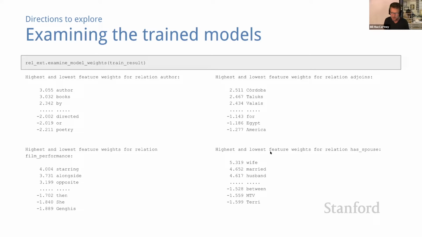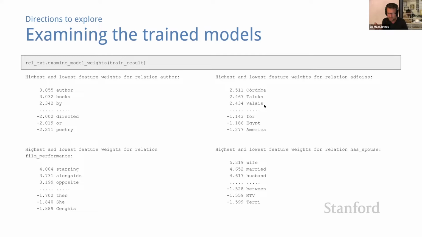For has spouse, we have wife, married, and husband. I think this makes perfect sense. The one that's a bit surprising is adjoins. So for adjoins, we have Cordoba, Talux, and Valais. It's odd to see specific place names here. They certainly don't seem to express the adjoins relation. I wonder if anyone has a guess what's going on. I was really puzzled by this.